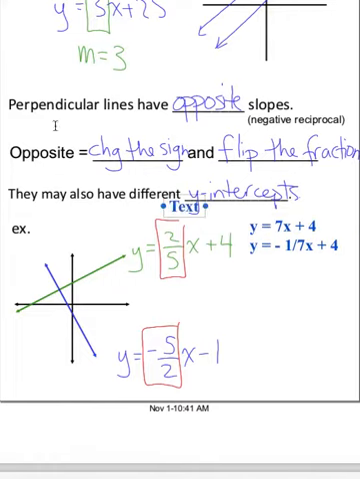So let's do another one. If I was to give you y equals negative 2x plus 6, it would go y equals, so we change the sign, so it would turn into a positive, and then we would flip the fraction. This is originally 2/1, which means the 1 would come onto the top, and the 2 would go onto the bottom.